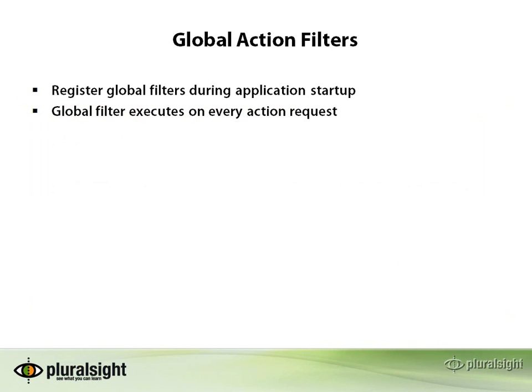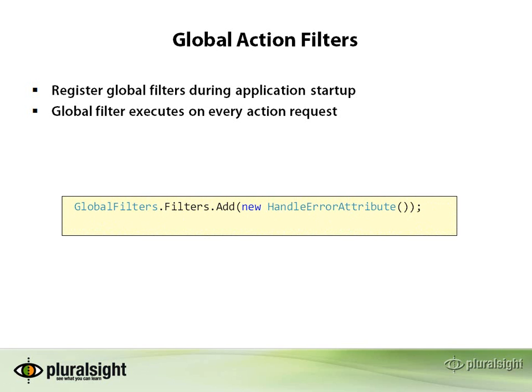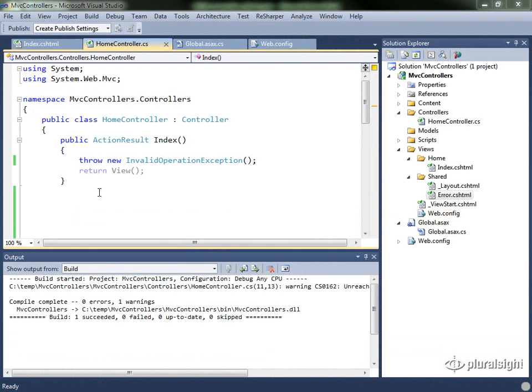That is, if I have an attribute that I want to apply on every controller action that executes inside of my application, up until MVC 3 I had to figure out a way to get that attribute on every controller class, perhaps by deriving from a base class that was derived from controller, and that base class has the attribute in place. But with MVC 3, during application startup, you have the ability to register a global filter. The global filter will execute on every action request. The way you do this is to instantiate the action filter that you need and add it to the global filters.filters collection.